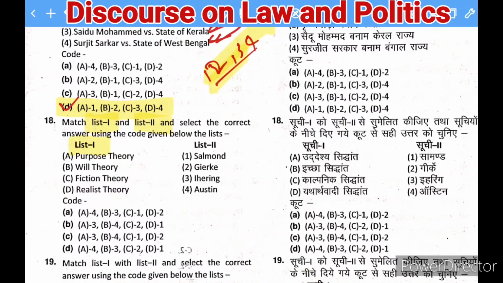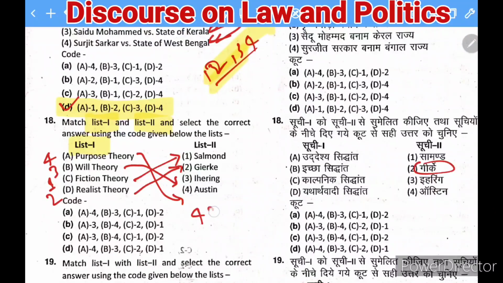Firstly we will start from the fiction theory. Fiction theory belongs to Salmon. Then the realist theory belongs to Gierke, or someone calls it Gierke. Then the will theory is a part of Ihering, and the purpose theory is about Austin. So A is going to be 4, B is 3, C is 1, and D is 2. The answer is 4, 3, 1, 2, and this is the right code here. So which is the right code? A is the right code. Okay, so this is the correct answer.